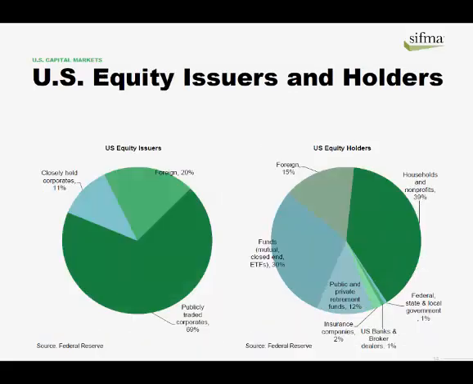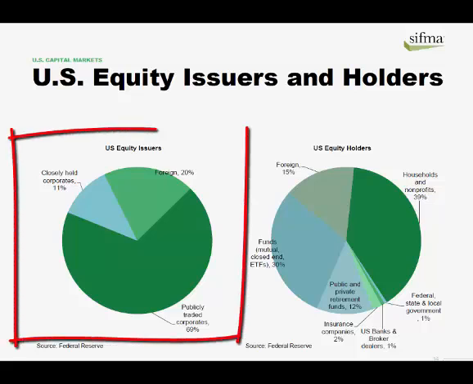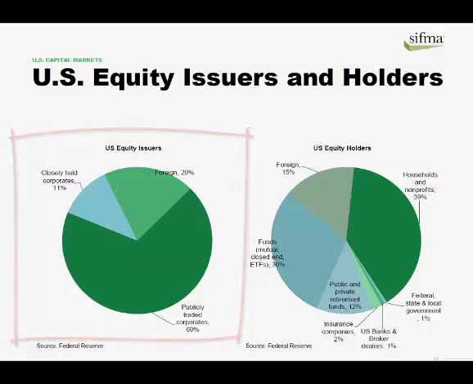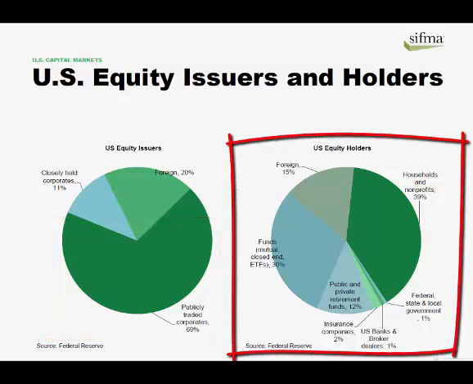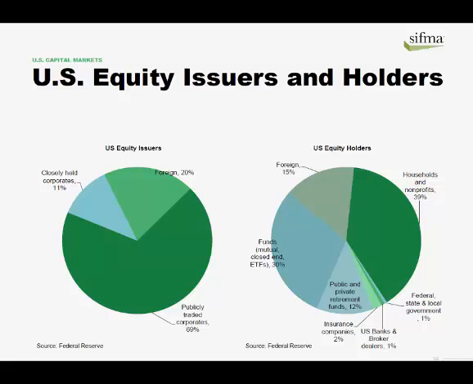This graphic shows suppliers and users of capital in the U.S. equity markets. On the left-hand side, we see issuers in the U.S. equity market. The largest share are publicly traded corporations, which constitute about 70% of the market. On the right-hand side, we see the breakdown of suppliers of capital into the U.S. equity markets. And the big share here on the right-hand side are households and nonprofits, almost 40%. So the U.S. equity markets are much more of a retail market. And then individual households also invest indirectly into the U.S. stock markets through mutual funds and exchange-traded funds.